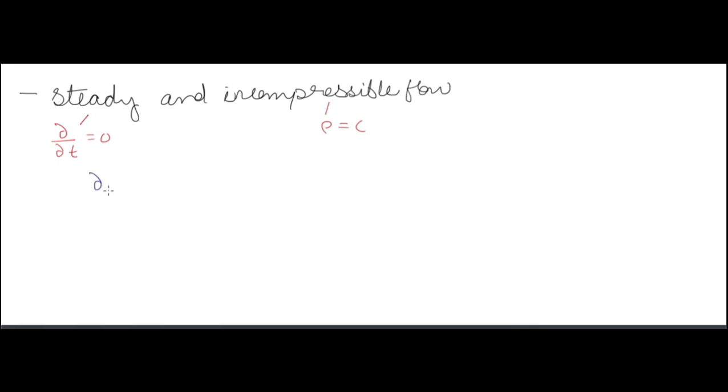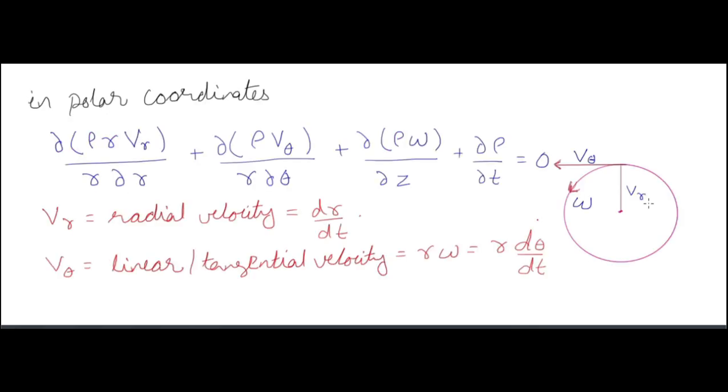Now study incompressible flow. The term that we have seen here, del of rho w, it's not omega, it's w, the z component of velocity. Don't confuse it with omega. V theta is equal to r into omega; this red one is the omega, and here it's w. w means the z component of the velocity.